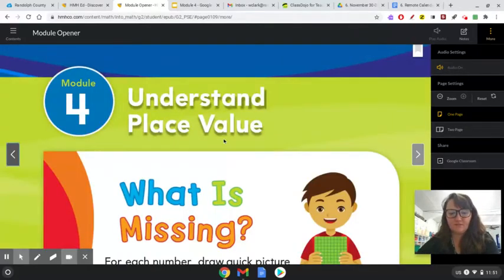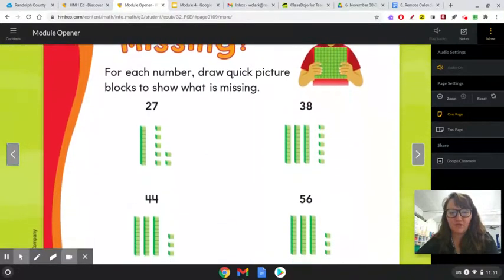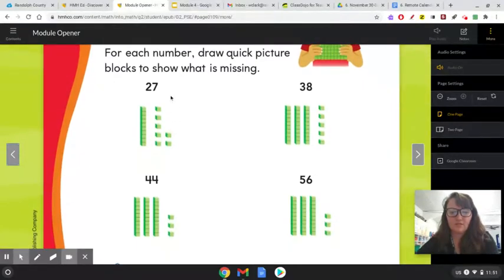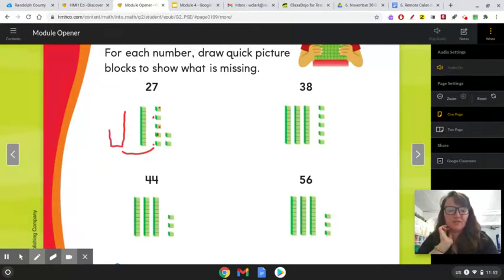All right. So this one says, what is missing? For each number, draw quick picture blocks to show what is missing. Okay, so 27. Let's see how many blocks are missing if we're trying to show 27. So we know this is a 10. So 11, 12, 13, 14, 15. So this is 15. So we're missing 5 from this 10. 16, 17. Okay, so looks like we're missing a 10. So I'm going to draw a 10 right here.